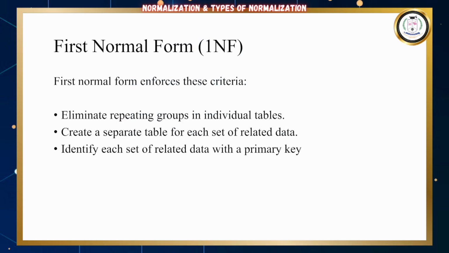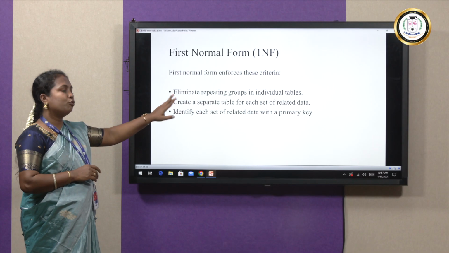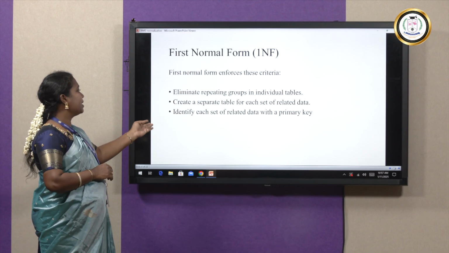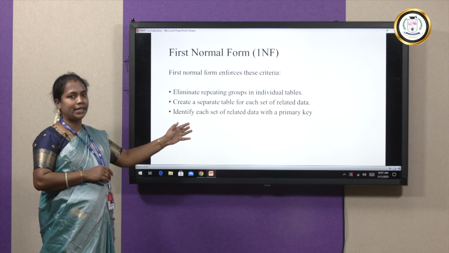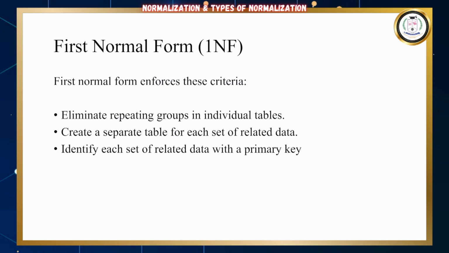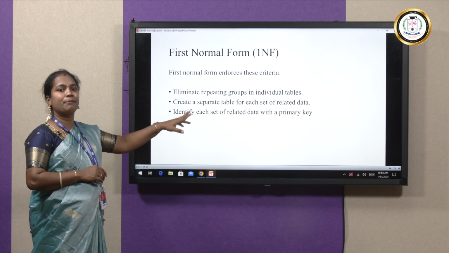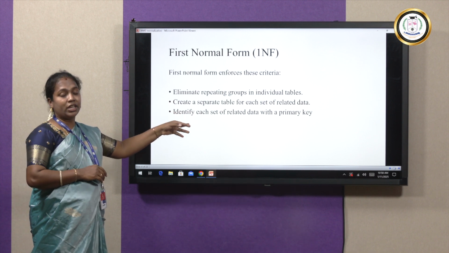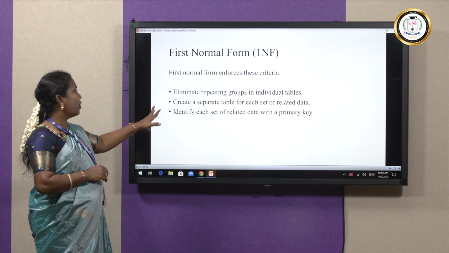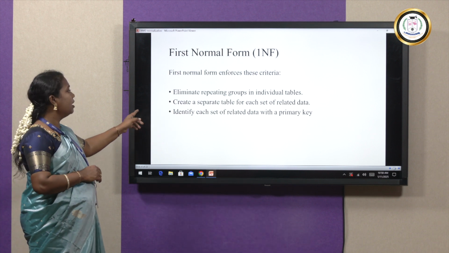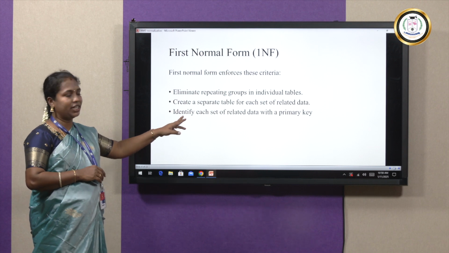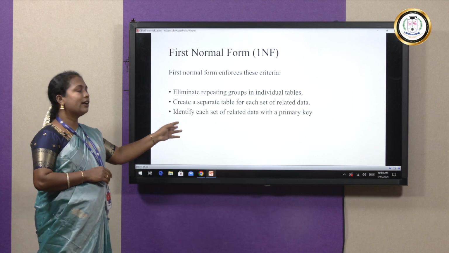The first normalization criteria: the first point, eliminating repeating groups in individual tables. And then create a separate table for each set of related data. And the third point, identify each set of related data with a primary key. Primary key is nothing but a unique identifier of a record in the table. So, eliminate repeating groups in individual tables, create a separate table for each set of related data, and identify each set of related data with a primary key.